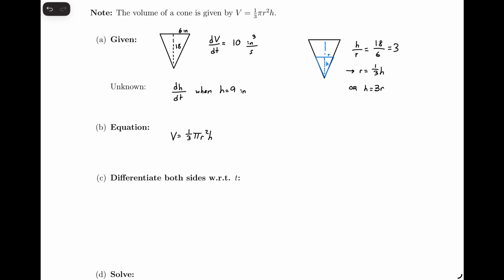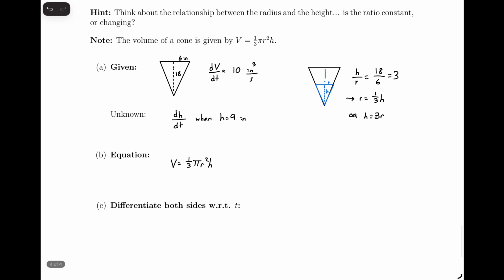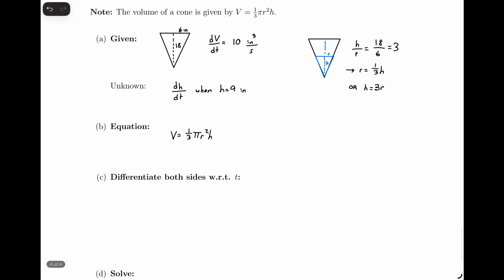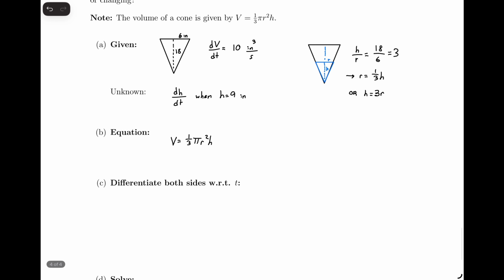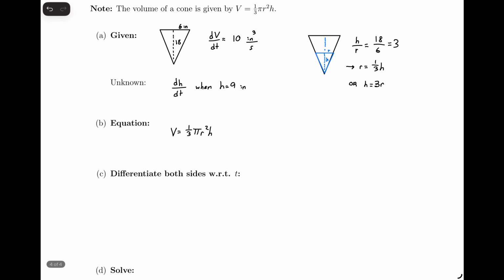And that means V is in terms of r and h. And thinking ahead a little bit here, we're going to be searching for dh/dt. But I'm not given anything in the problem statement about dr/dt. So thinking ahead, if I were to differentiate both sides with respect to t, I'd have a dr/dt value as it stands, but I'm not given anything about dr/dt. So that's where these relationships come in.